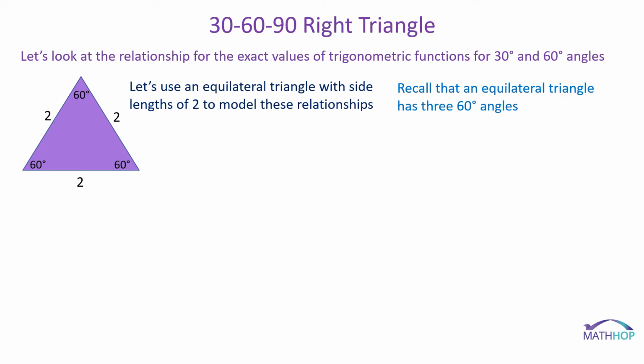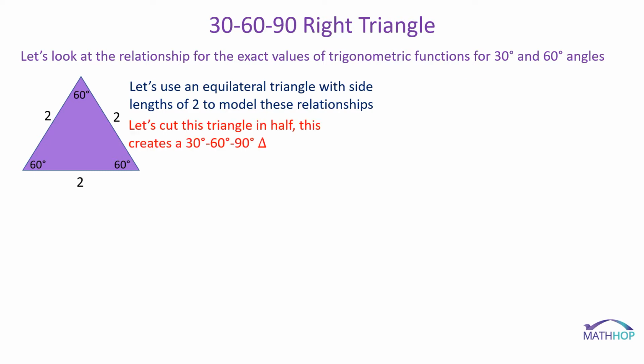And what we're going to do in order to model this relationship is cut this triangle in half. Once we cut this triangle in half, we're going to drop an altitude, and we will create two 30-60-90 right triangles. So let's just look at one of them.